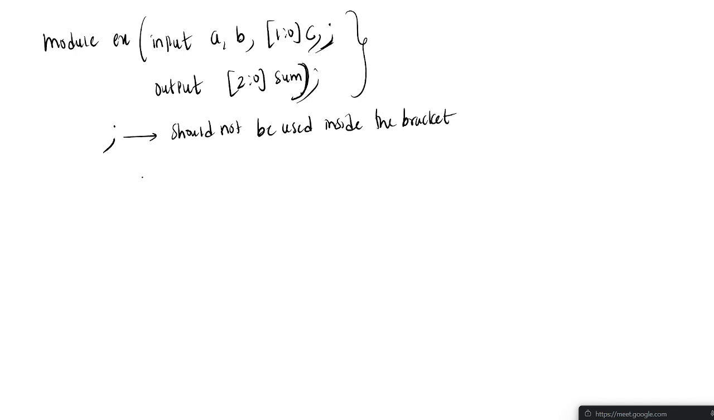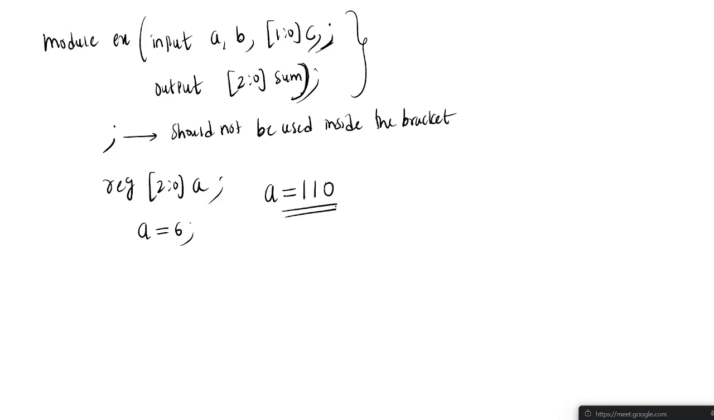Suppose I consider range [2:0] a and a equal to 6. So how will it be stored inside? 110. So a will be stored as 110.